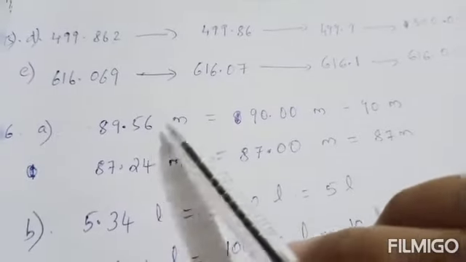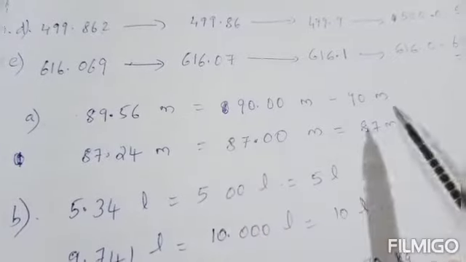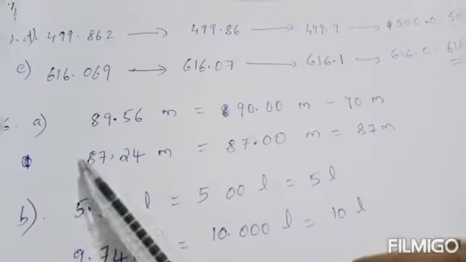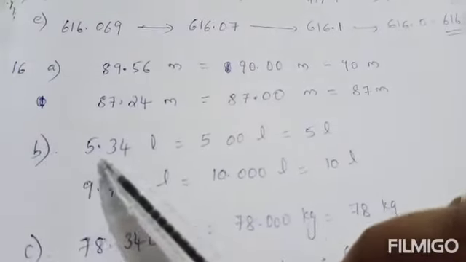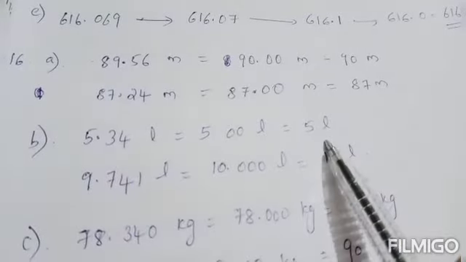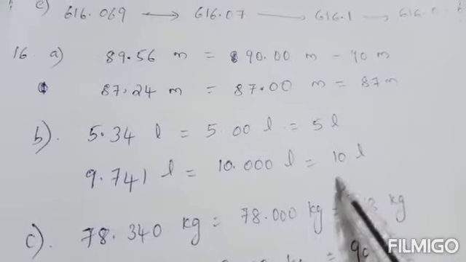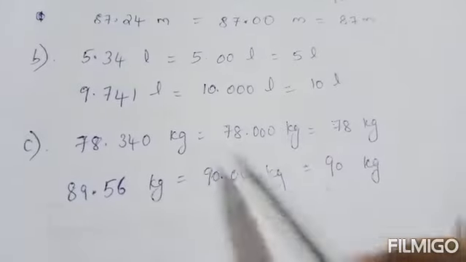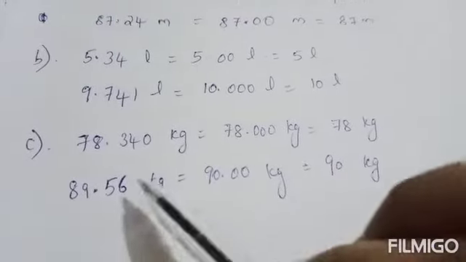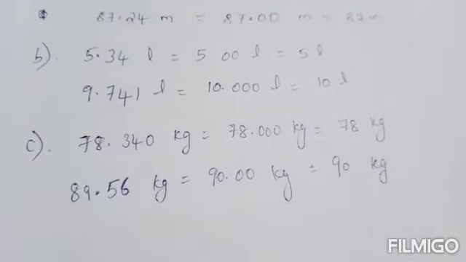Then 16th question A. 89.56 meter you have to round off to the nearest meter, so you will get 90 meter. Then 87.24 meter it is 87 meter. Then B, 5.34 liter, the answer is 5 liter. Then 9.741 liter you will get 10 liter. Then C, 78.340 kilogram, the answer is 78 kilogram. Then 89.56 kilogram it is 90 kilogram.